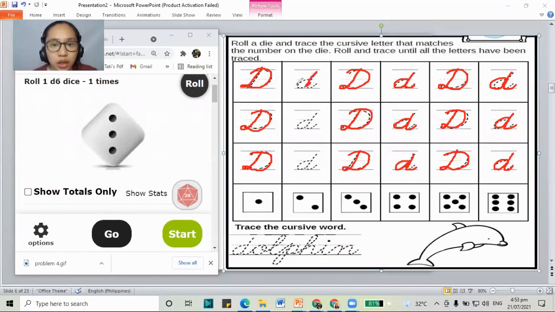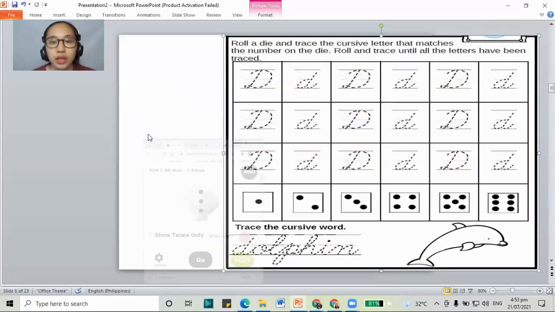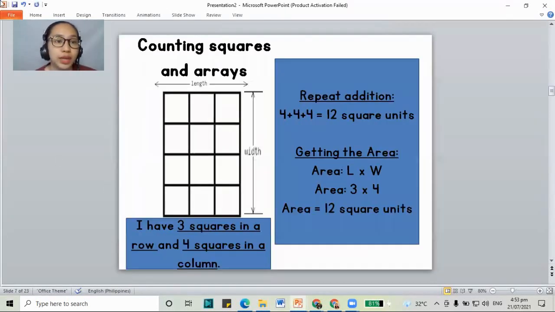Go down and around, go back and out. Go down, around, and out. So you have letter D, and D is for dolphin. Let's make the cursive for dolphin. Go down, around, and out. Continue making your letters for the word dolphin. If you're not yet done, pause the video, finish the work, and then you can play again. Are you done with the work? Let me fix our screen and let's go to the next one.